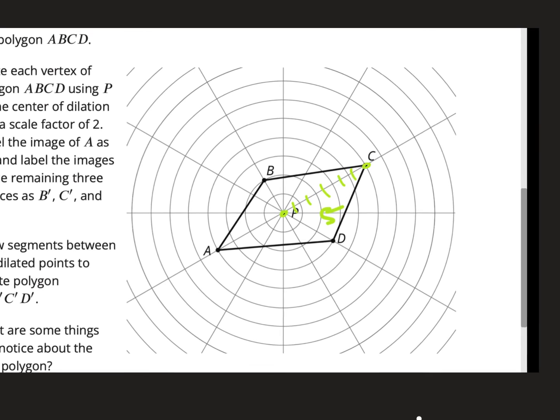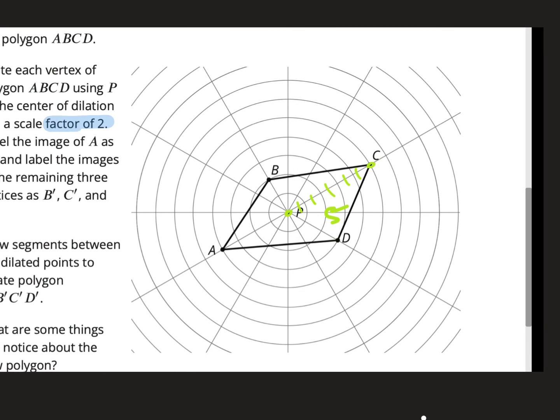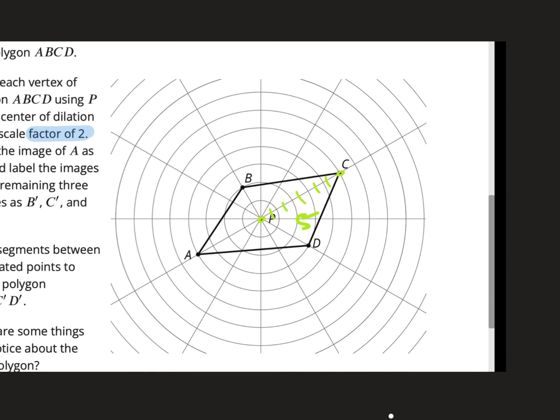It just told me in the directions to dilate it using a scale factor of 2. So by logical reasoning, if my original was 5 units away from the center, how many units away is coordinate C prime? Because yes, we have to use prime notation because we are doing a transformation. Just take an educated guess: if we're dilating it at a scale factor of 2 and the original is 5 units away, where might C prime be? 10 units away, exactly.